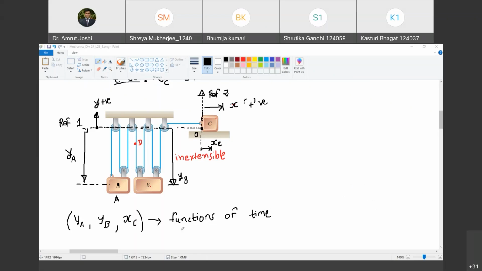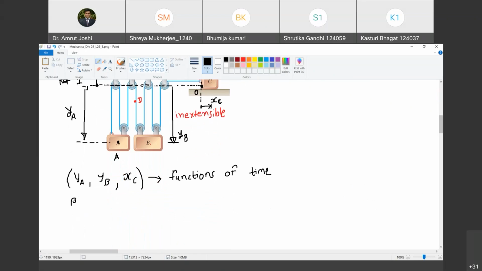So YA, YB, and XC are functions of time. Do you agree with me? Yes, sir. And they also talk about the position of blocks A, B, and C at a given instant or at given t. Do you agree with me? Yes, sir. Okay. Now, having said that, can I call them position coordinates? Yes, sir. So therefore, I am going to call all these three as position coordinates. Are you with me? Yes, sir.